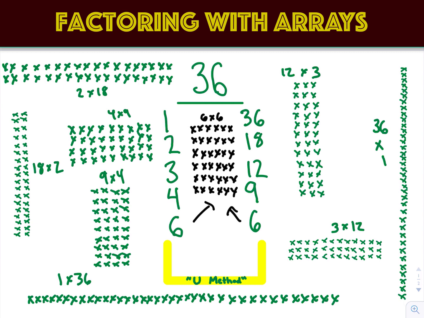Again, I'm always going to have 2 arrays for each factor pair unless I have a perfect square involved. Then I'm going to end up having only 1 for that perfect square and an odd number of total arrays. Otherwise, I will have an even number of total arrays. So I have 9 arrays total in this case. 1, 2, 3, 4, 5, 6, 7, 8, and 9. 2 of each and 1 for my perfect square. That's about it for rectangular arrays.